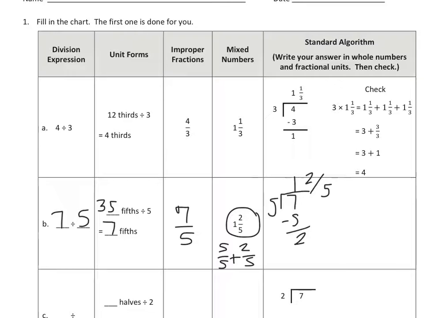We're going to skip the check so that we can move on to the next problem. But if I were to check it, all I would do is take 1 and 2/5 and add it 5 times. And if I add it correctly, it should give me an answer of 7, which is my dividend.